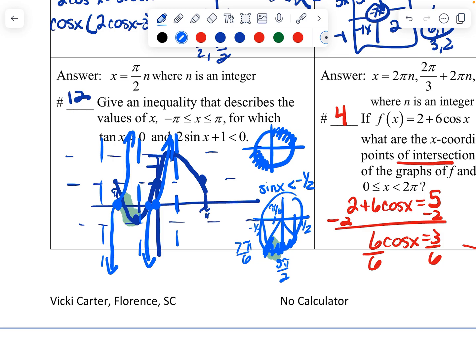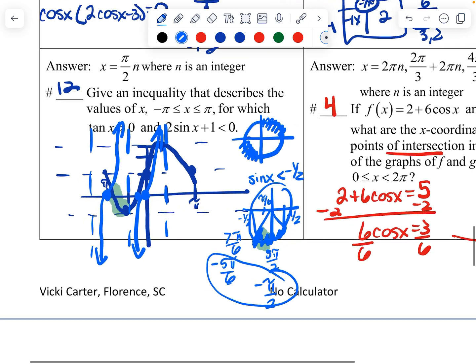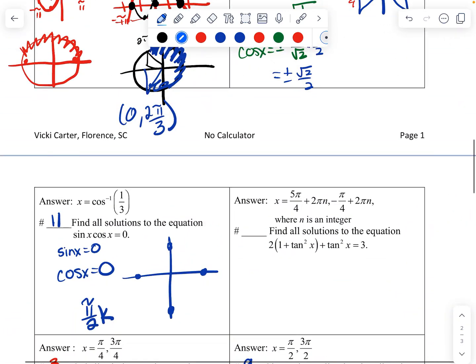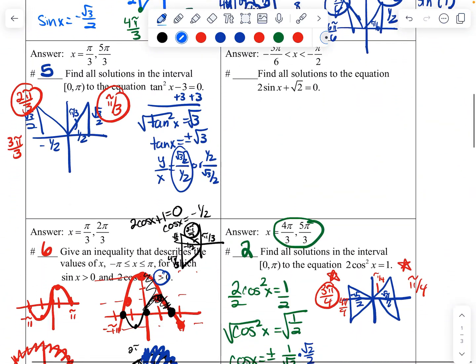But you'll look, it says from negative pi. So that's negative pi over 2. And this would be negative 5 pi over 6. So in between those values, which would lead us right here.